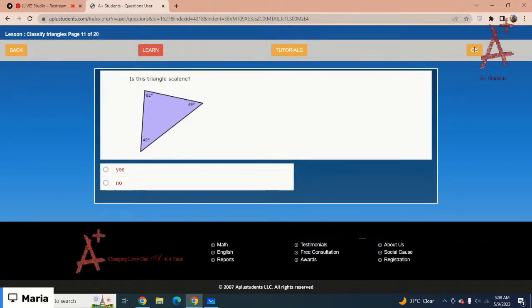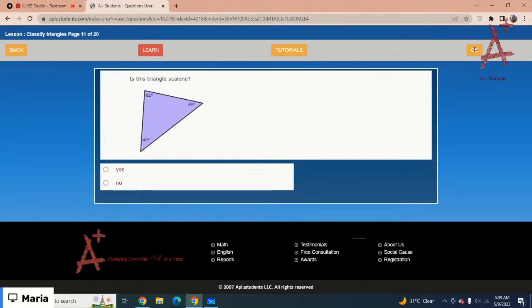We are working on classifying triangles. Okay, listen to me carefully. You can classify a triangle on the basis of the angles and on the basis of the side lengths. Got it? So we have three types of triangles according to side lengths: scalene, isosceles, and equilateral. And the other types, by angles, are right angle triangle, acute angle, and obtuse angle.